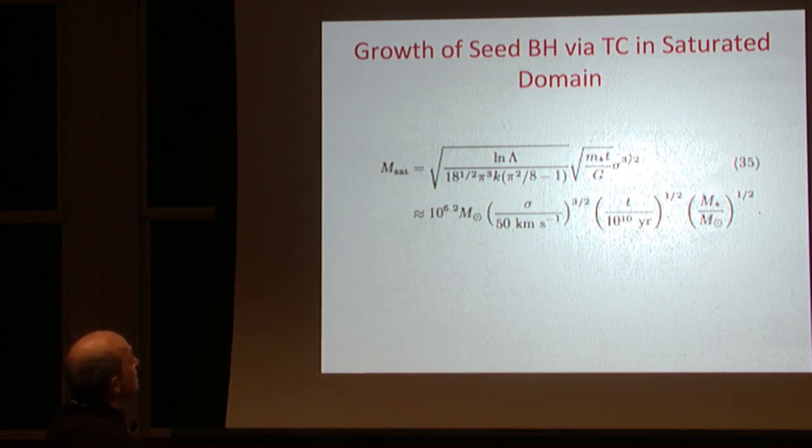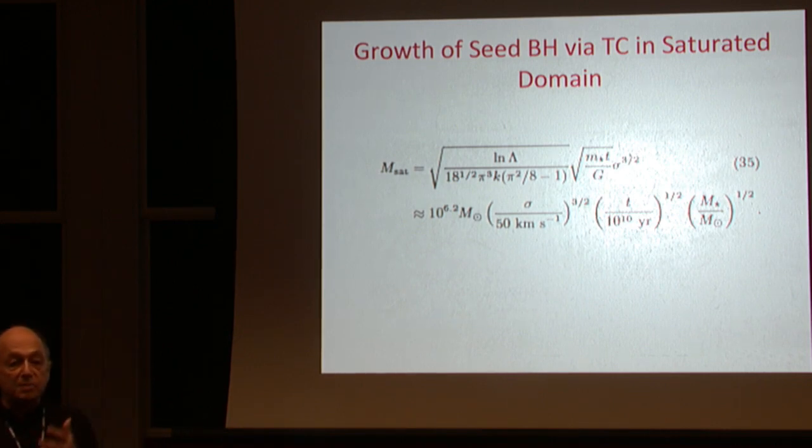Look hard at it, what's in it and what's not in it. Basically, the only thing that's in it is the velocity dispersion of the cluster and time, and the mass of the stars that you're eating, which we're assuming is about half a solar mass. So this is what you get. And it comes out to be 10 to the 6 solar masses for a 50 kilometer per second velocity dispersion and 10 to the 10th years, which is just about right.